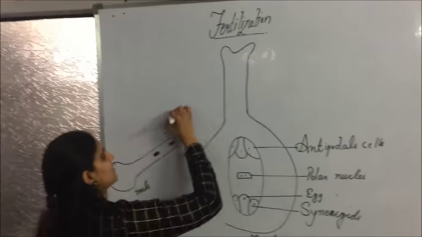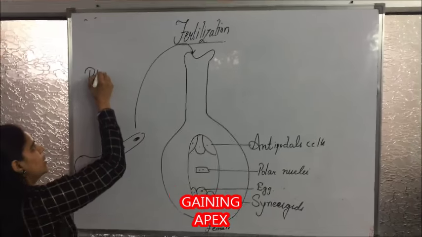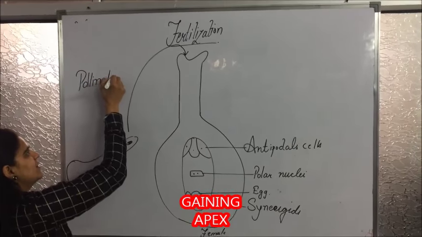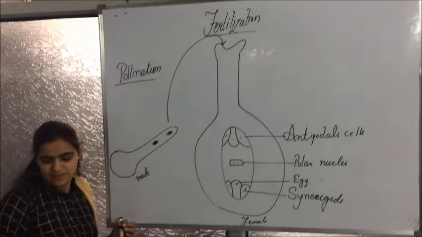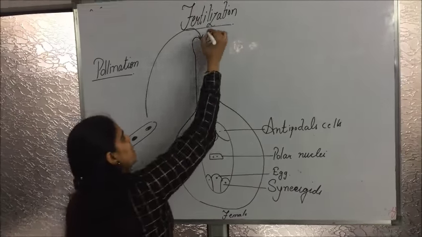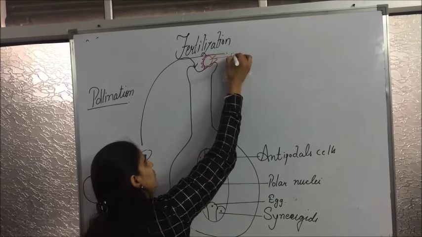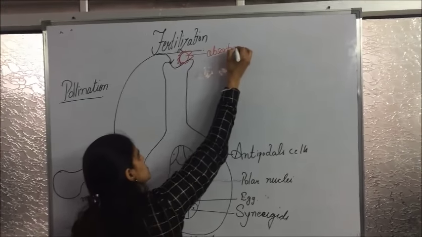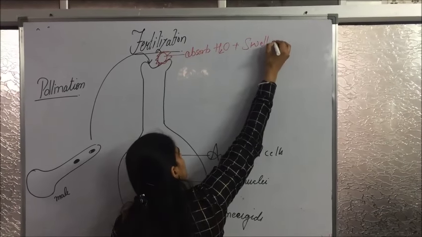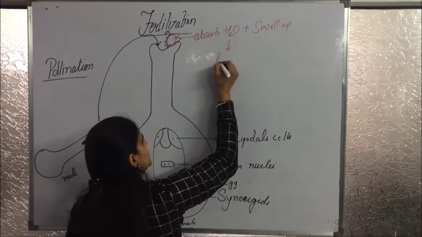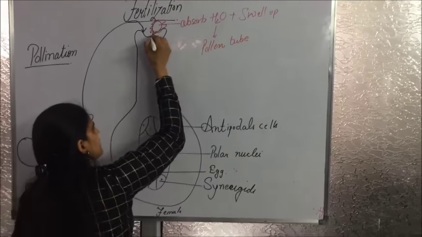Now this part has to reach this part through an agent, and the process is called pollination. It may be insects, it may be air, any contact. Now this male reproductive part reaches this part, absorbs water, swells up and forms a pollen tube, which is the main entry to the female gametophyte.